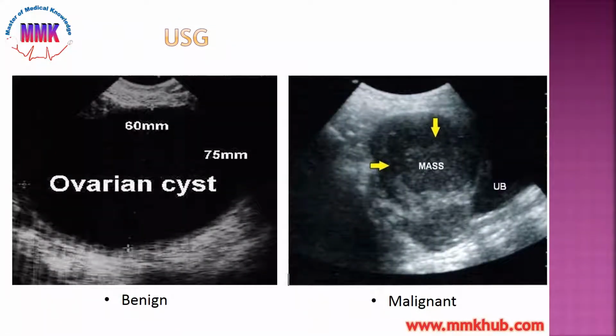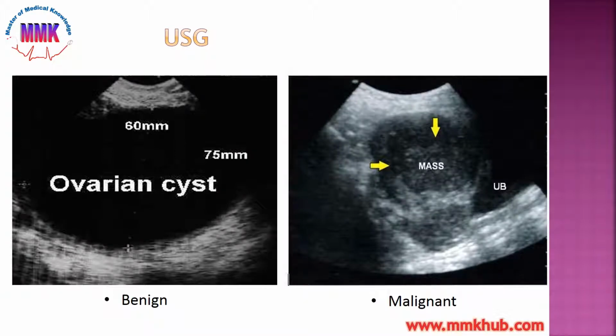This is the picture showing ovarian cyst on ultrasonography. The size of the cyst is enlarged. It's anechoic and it's showing the wall of the cyst and whether it has septations or not, whether it has the low level echoes or not. All these things are seen on the ultrasonography.